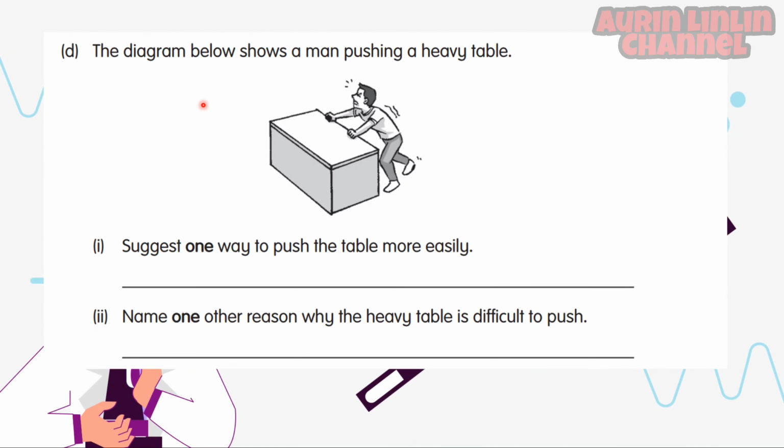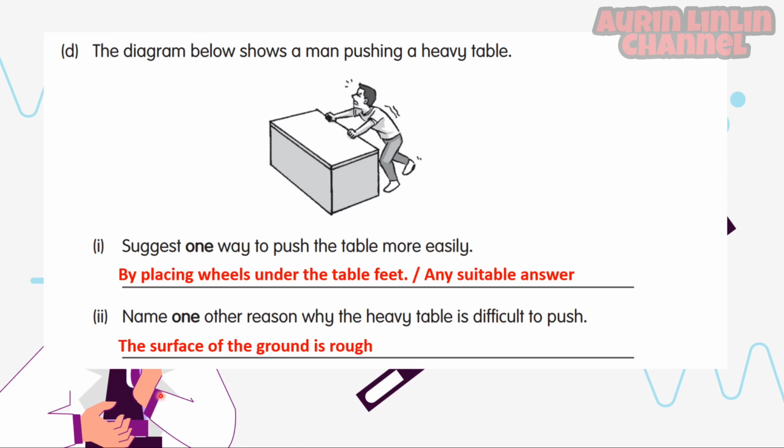D. The diagram below shows a man pushing a heavy table. 1. Suggest one way to push the table more easily. The answer is by placing wheels under the table feet or any suitable answer. 2. Name one other reason why the heavy table is difficult to push. And the answer is the surface of the ground is rough.